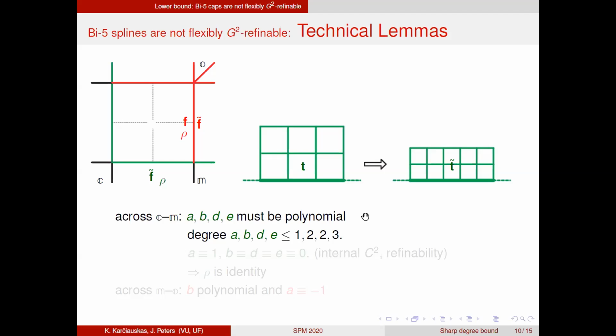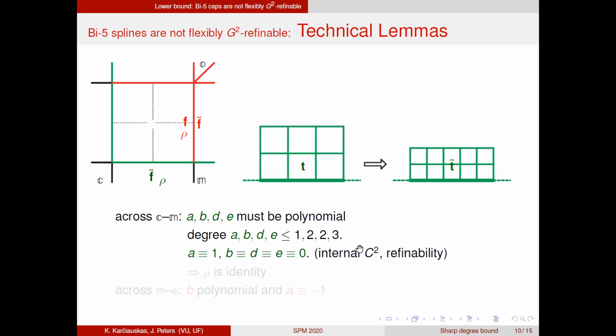Once we have a, b, d, e polynomial, we can actually give degree bounds. This is a very classic approach to relate the degree of the polynomials that are outside and inside this multi-sided surface to one another. It's an algebraic proof to give us a bound on the degree.